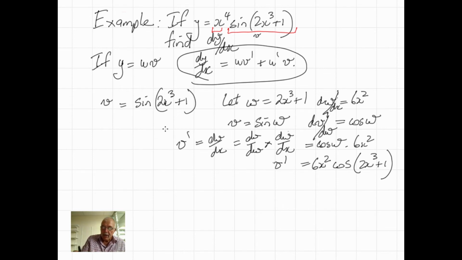Before I go on and do that, I'll just show you a quicker way. If v is equal to that, there is a rule, an acronym called DIDO, and that stands for diff in, diff out.